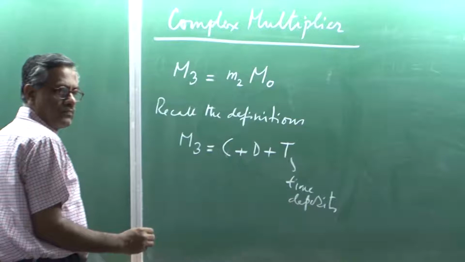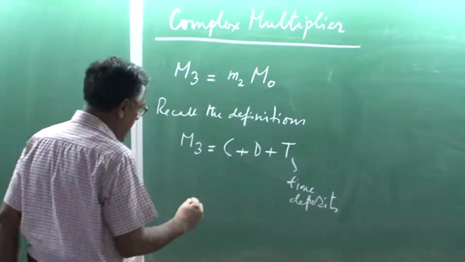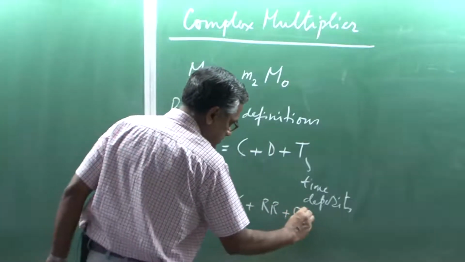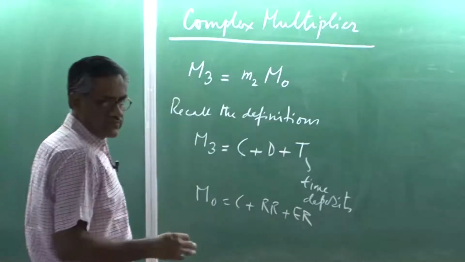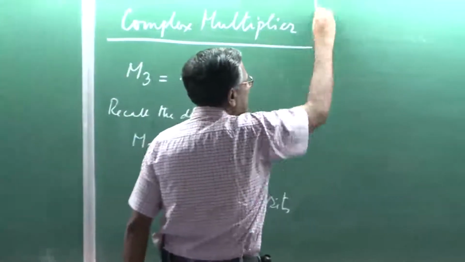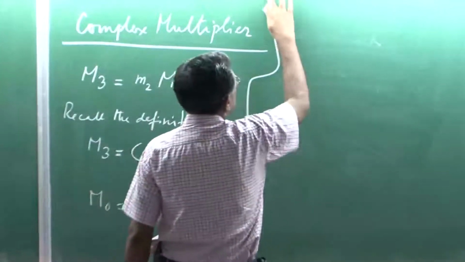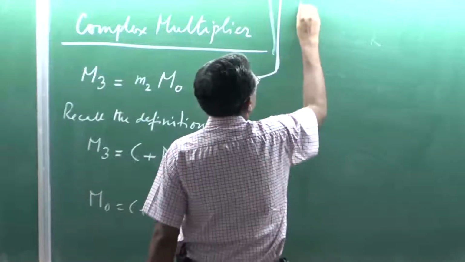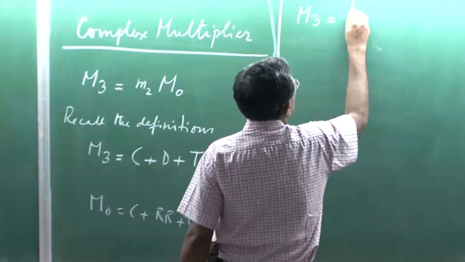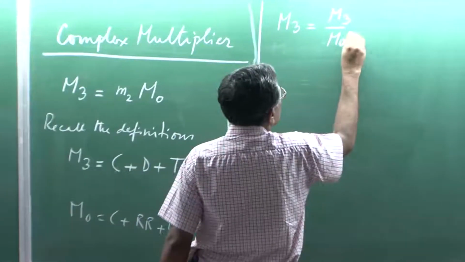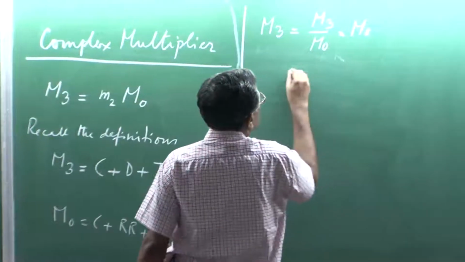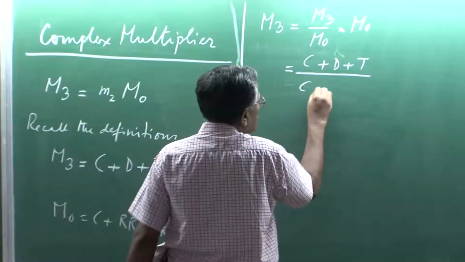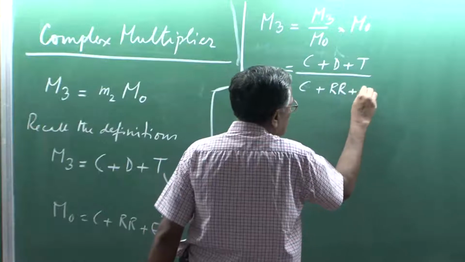All right, demand deposits plus time deposits, and M0 is currency plus required reserves plus excess reserves. This is what you have. So, following the same method, we can write M3 is equal to M3 over M0 into M0, which is C plus D plus T divided by C plus RR plus ER.